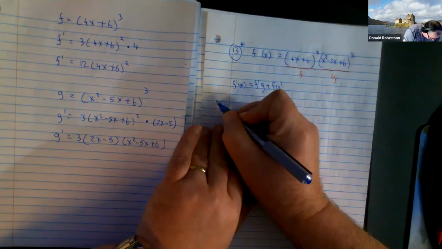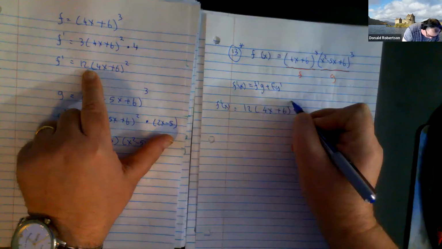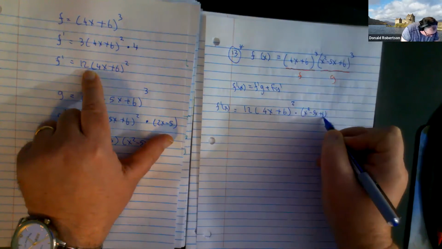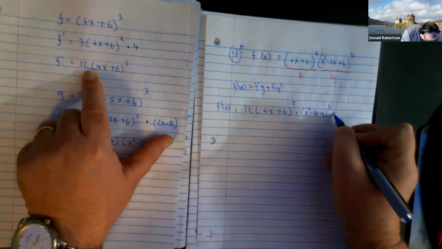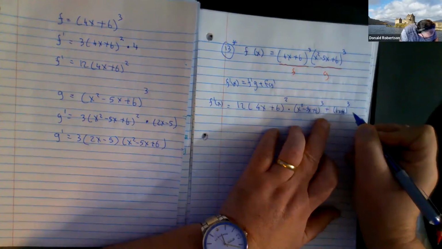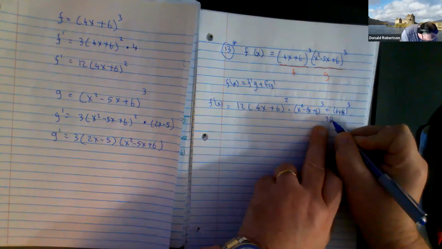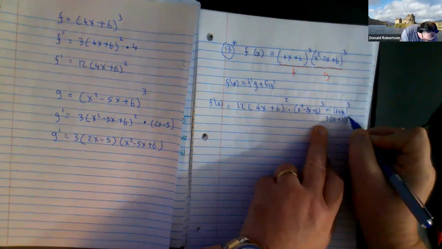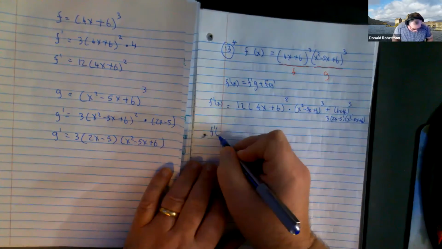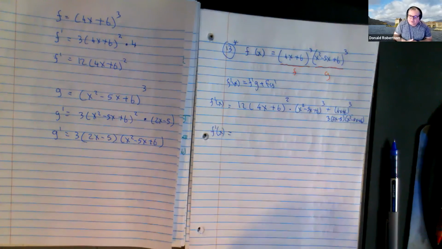We have f dashed, which is this piece, times the untouched g, plus the untouched f, times g dashed, which is, I don't have room, so I'll write it underneath. 2x take away 5, x squared take away 5x add 6. This term, this term. Let's look for common factors.